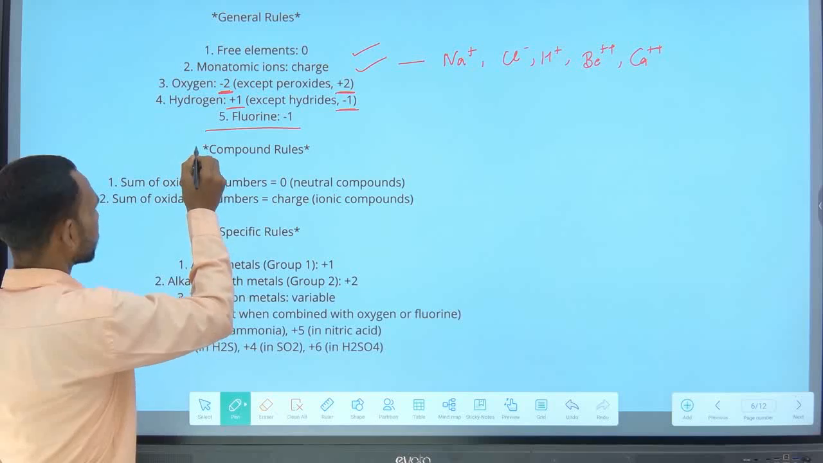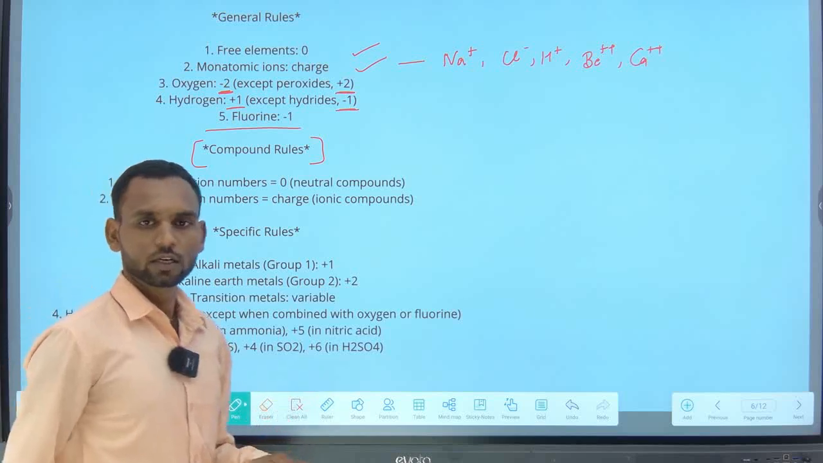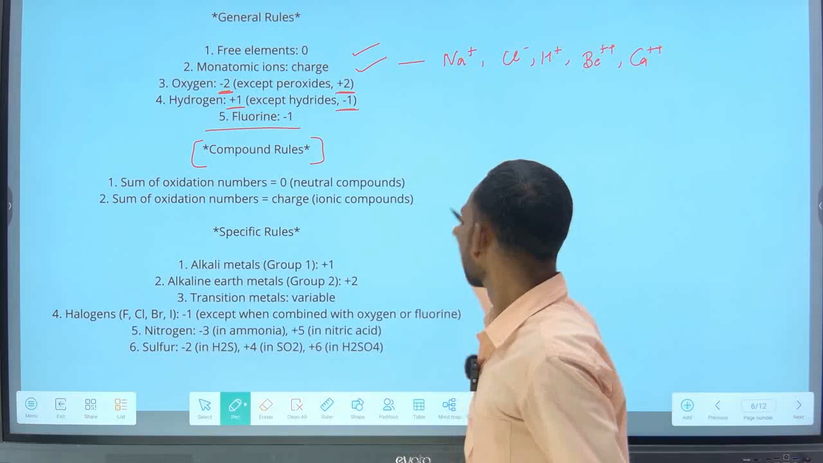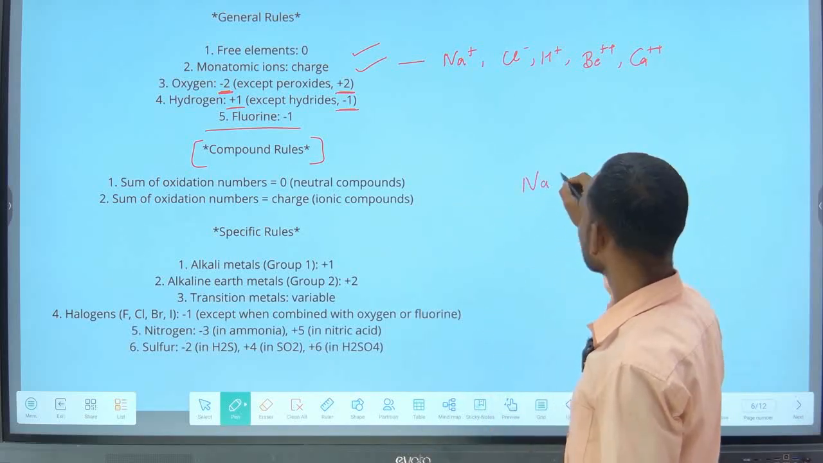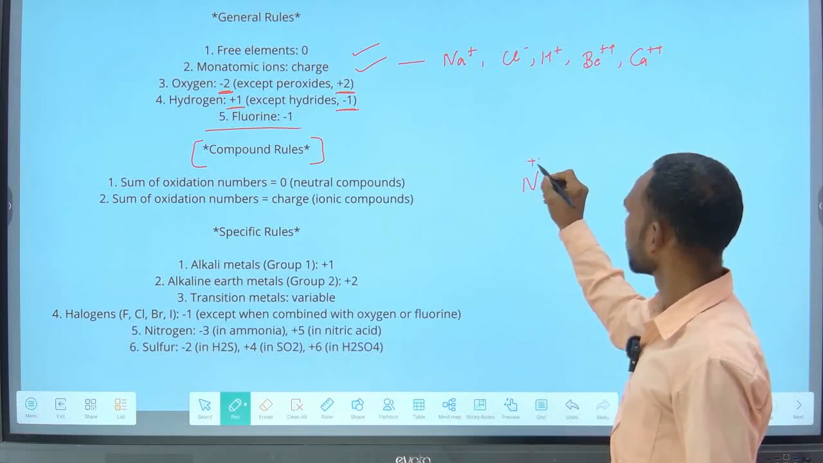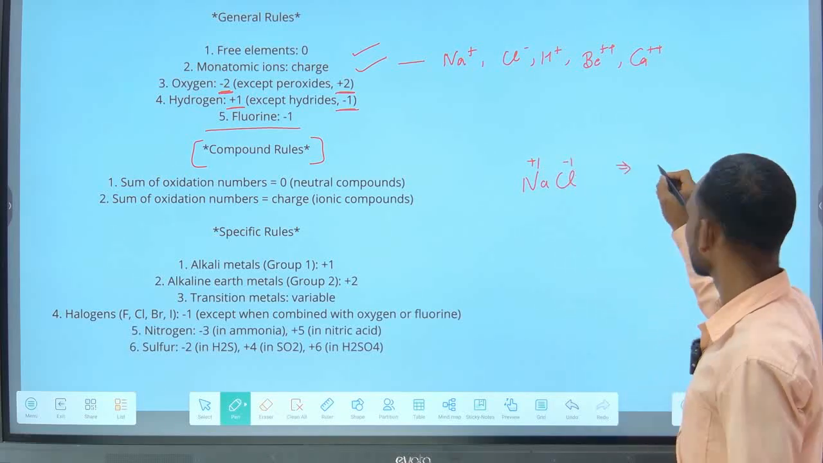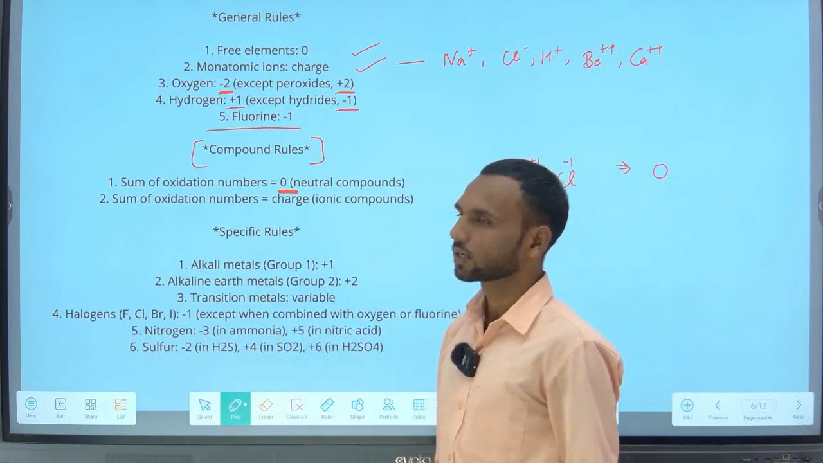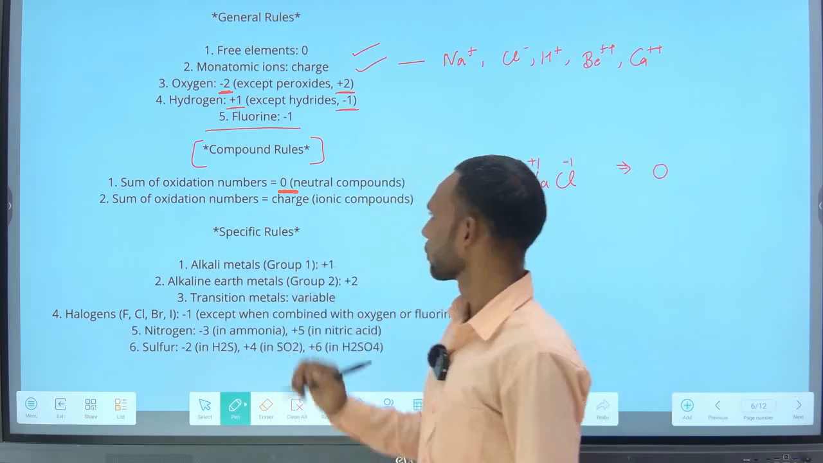Second, compound rules. The sum of the oxidation numbers equals 0. In any compound, the total of the oxidation numbers is 0. Example, NaCl, the simplest compound. Sodium has +1 and chlorine has -1. The total oxidation number is 0. Here the sum of the oxidation numbers is 0, so it is a neutral compound. Second, for an ion, the sum of the oxidation numbers equals the charge.